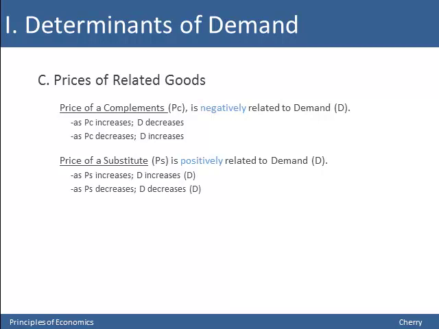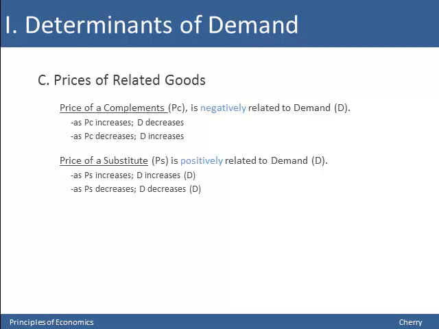And why is that the case? Because if you consume these goods together and the price of this complement falls, that's going to cause the total cost of using that good to go down. So your demand is going to go up, right? For instance, if gas prices go up, that's going to have a dampening effect on the demand for trucks. So the other type of related good is a substitute.